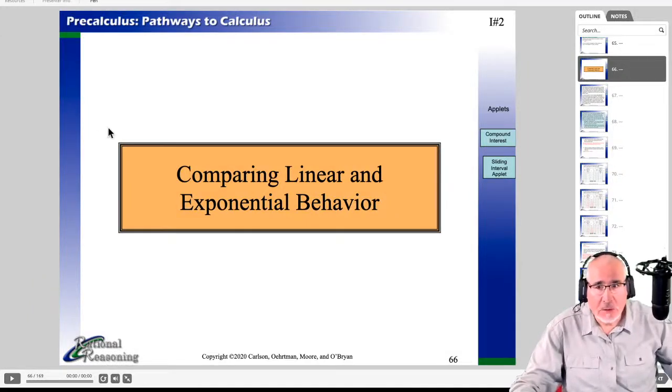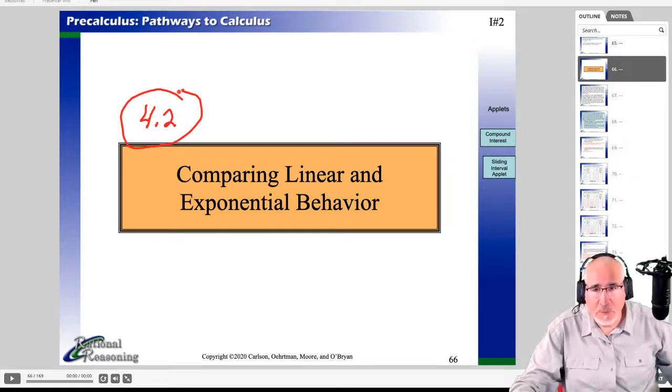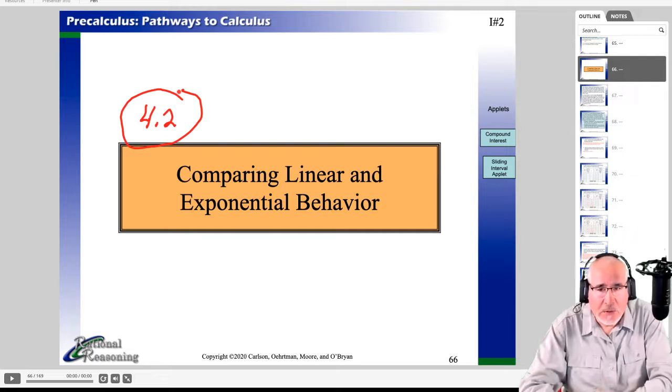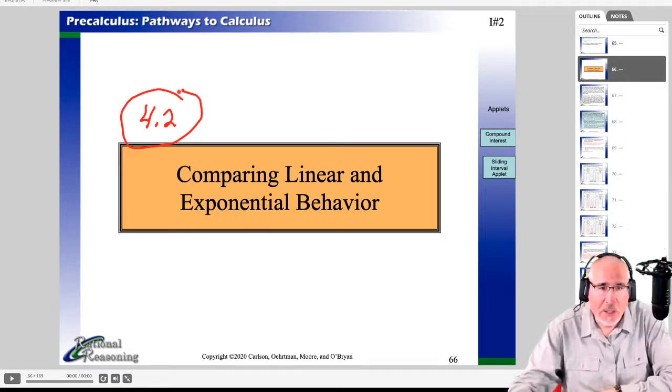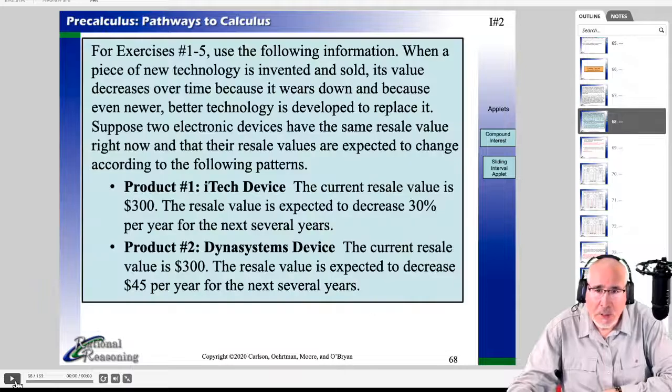So now let's take a look at section module 4.2. We're going to be comparing linear and exponential behavior. So we'll be going through some of the lesson parts from the MAT AS, and we'll briefly take a look at a few of these slides.